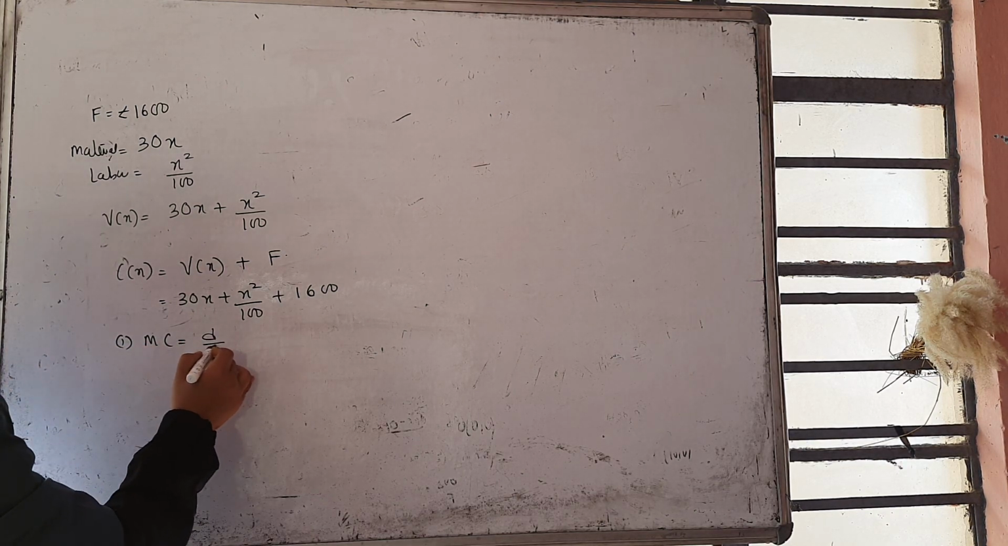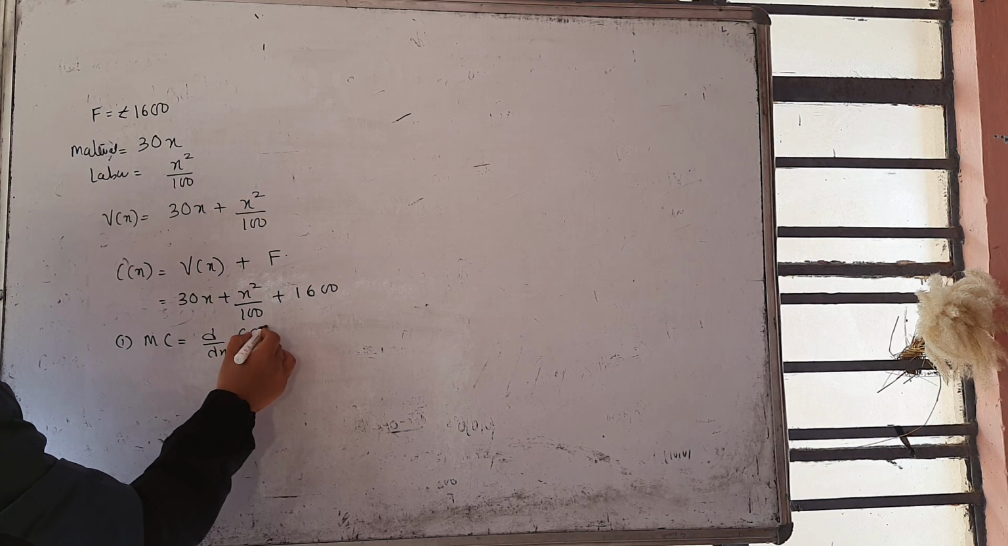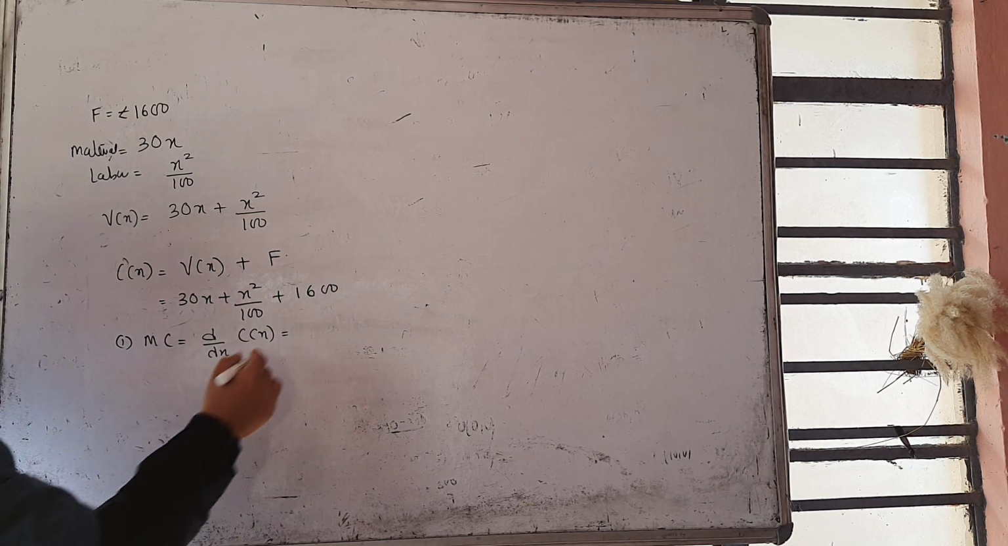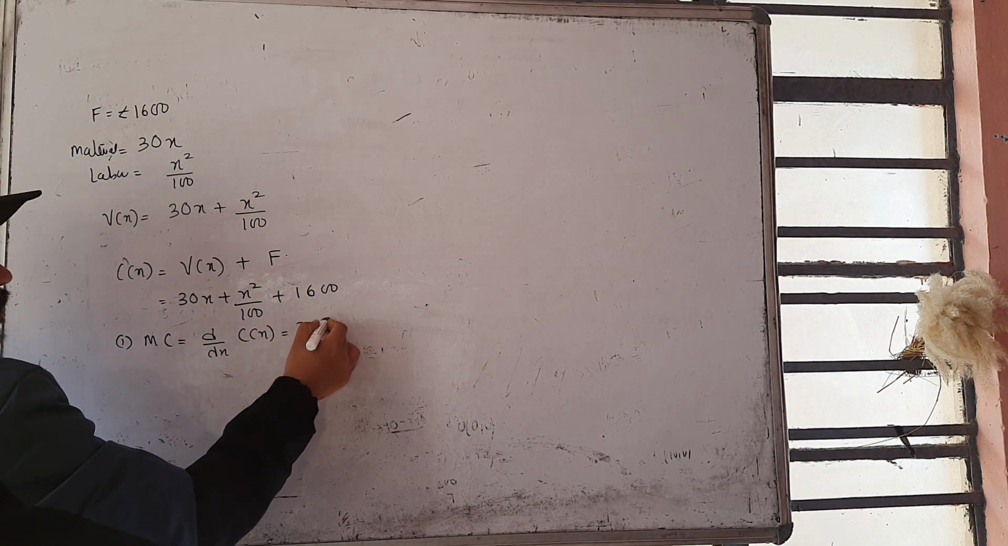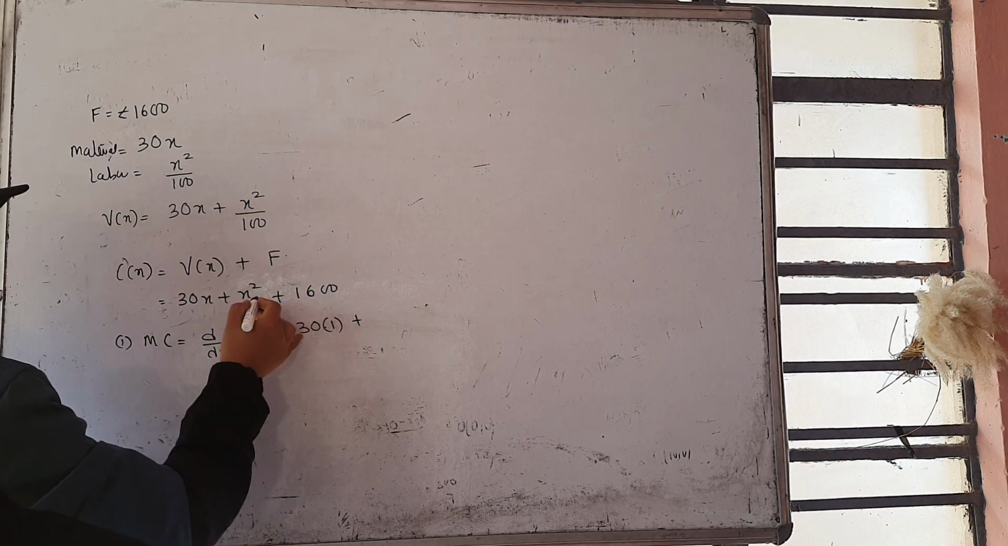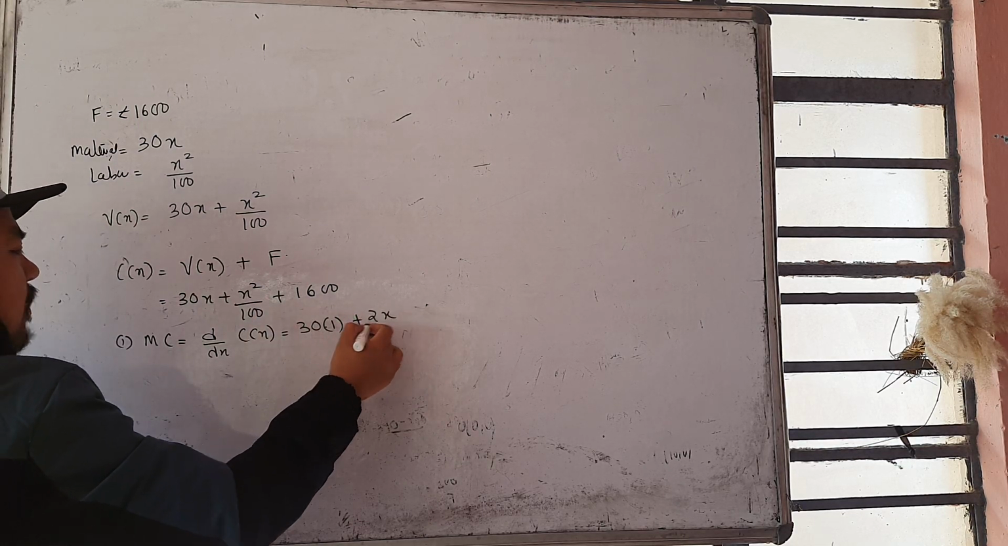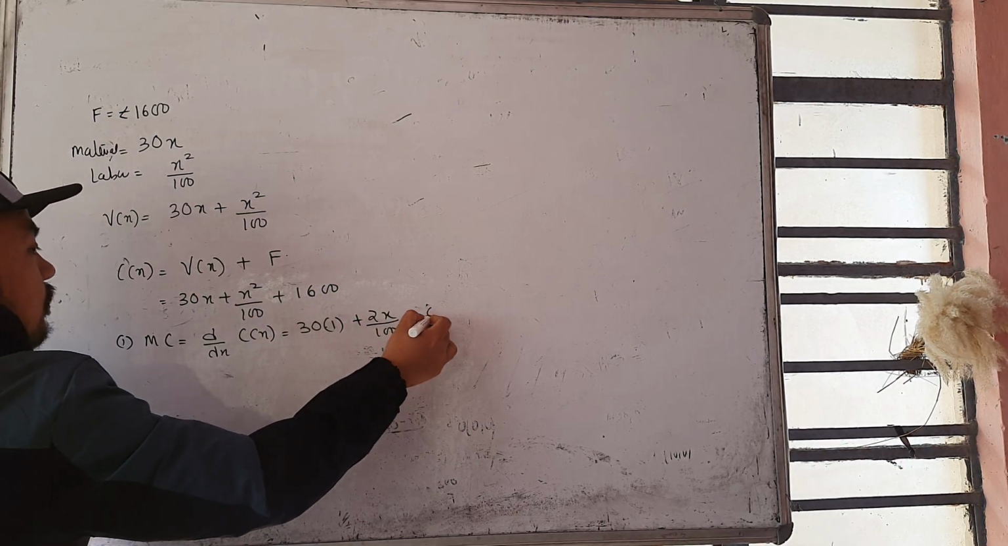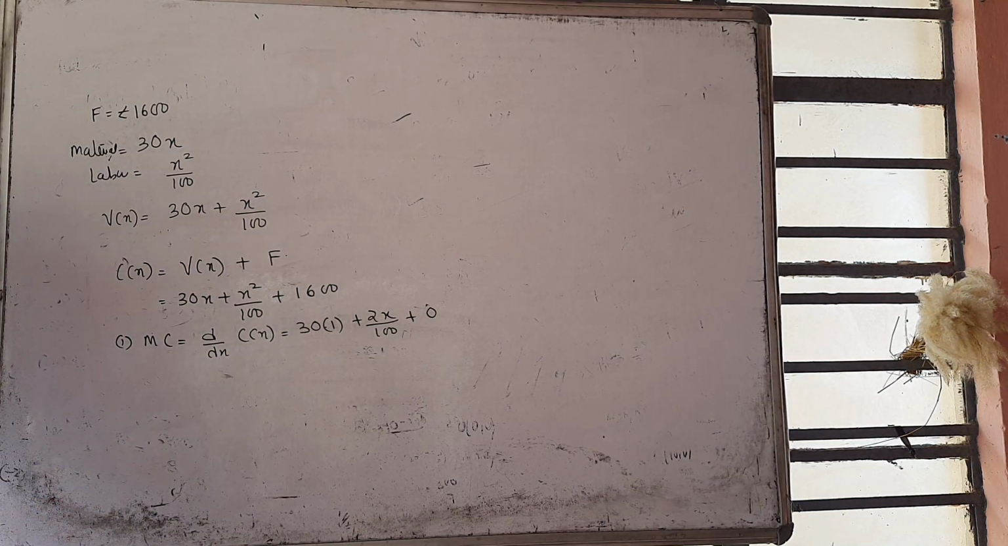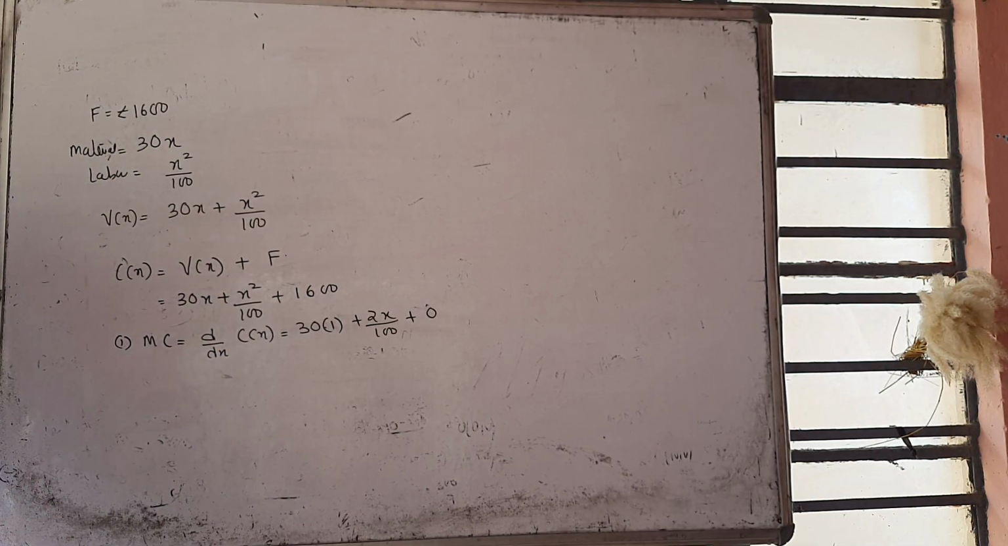Yes, we are going to differentiate the cost. Could you please help me when you differentiate this? What do you get? 30. What's the derivative of x? 1. Plus, what's the derivative of x squared? 2x by how much? 100. And the derivative of 1600 is 0. I hope you understood this. This is how you find out the marginal cost.